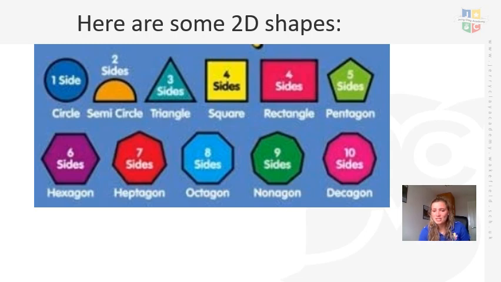For 9, it begins with an N, which a 9 also begins with. So it begins with an N. So we've got a nonagon. And a 10-sided shape is a decagon.